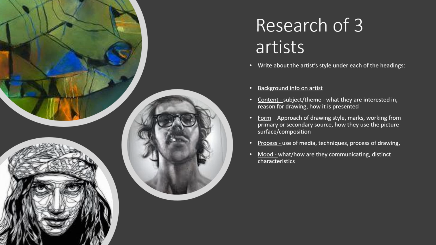The final section is the mood. So what and how are they communicating what they want to communicate? What are the distinct characteristics? Does it create a mood? Is it things like it gives feelings and emotions because of the image that you're looking at? What do you think about it as well? Give some personal comment.